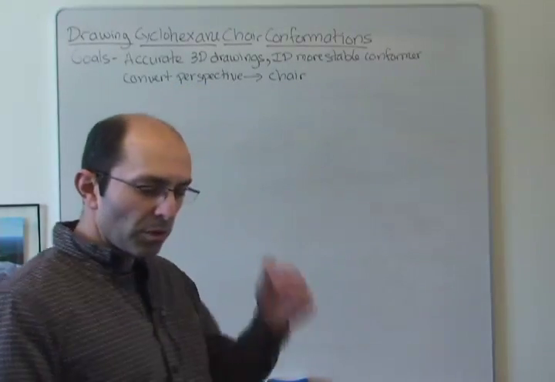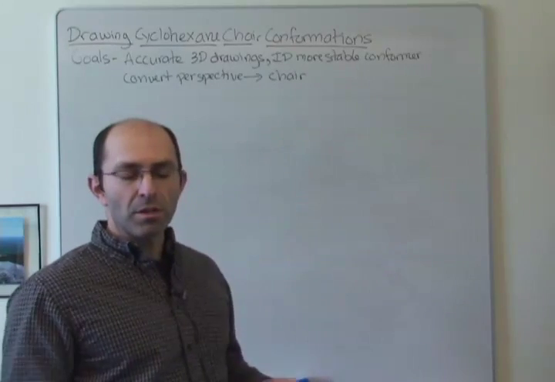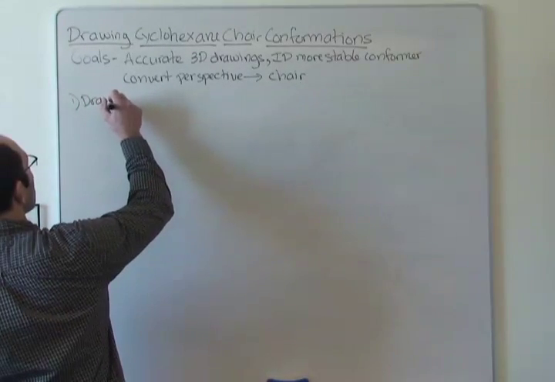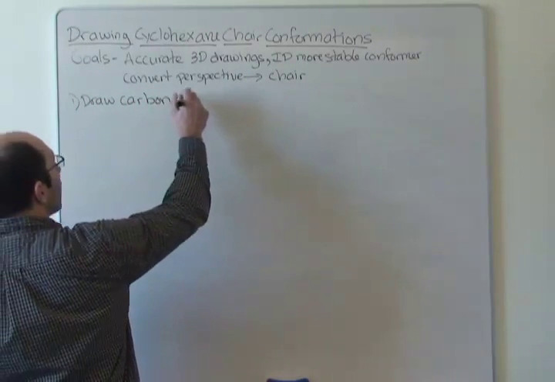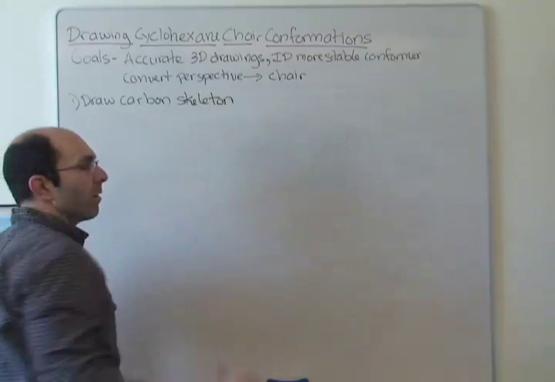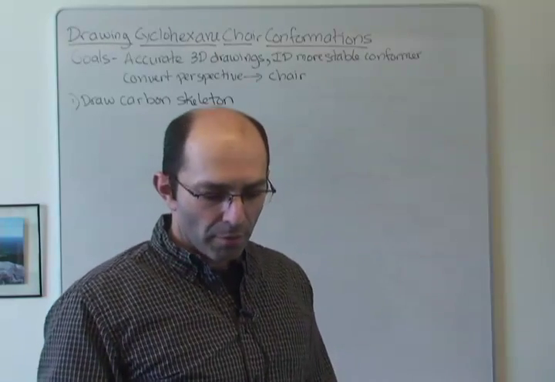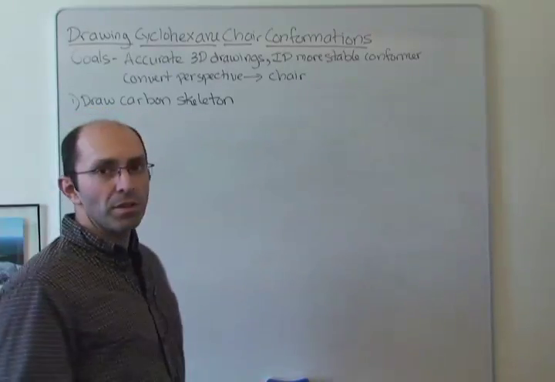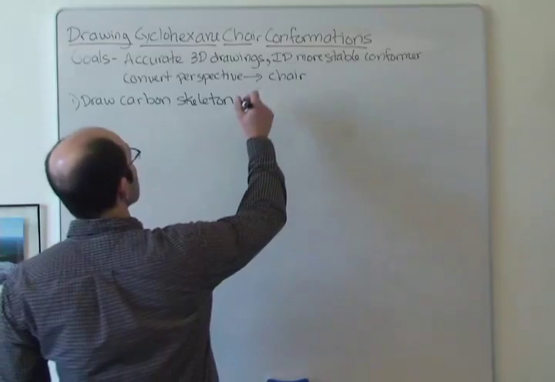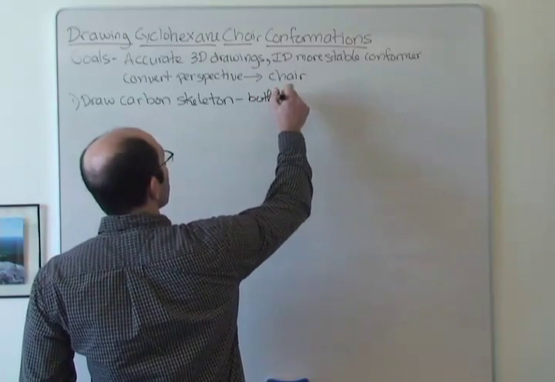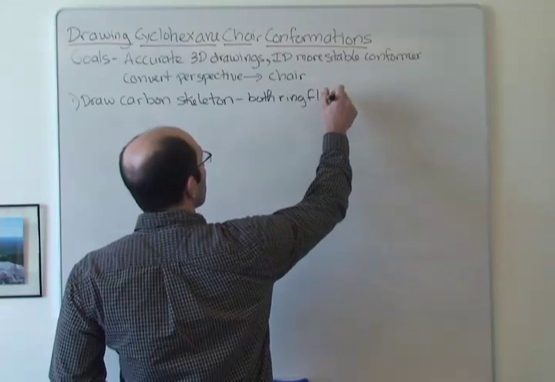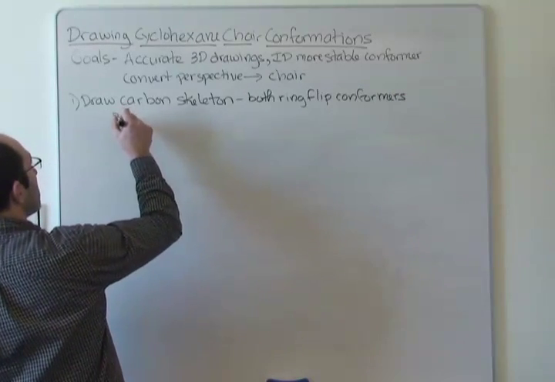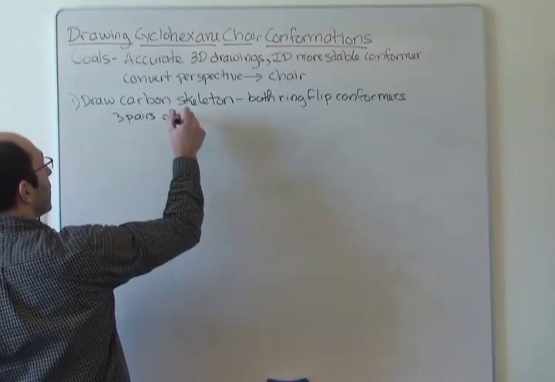The first thing we're going to do is focus on drawing the carbon skeleton for the chair conformations. The key thing when you're doing the carbon skeleton is that you're going to draw 3 pairs of 2 parallel lines for each of your chair conformers. And we want to be able to draw both ring flip conformers.